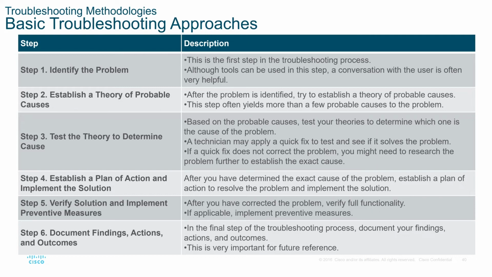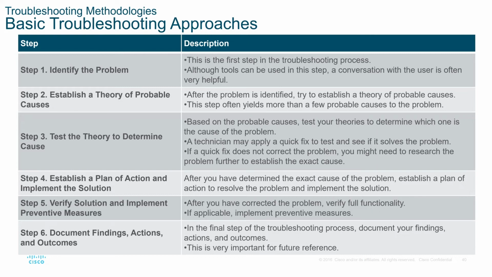So, identifying the problem. This is the first step in the troubleshooting process. Although tools can be used in this step, a conversation with the user is often very helpful. How you approach a user is also critical. You want them to be a partner with you as far as the troubleshooting, not an adversary. So use terms to draw out the type of information that you need.